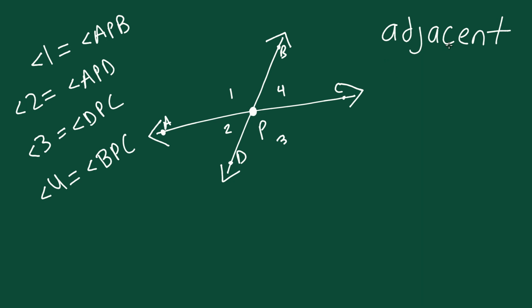Another relationship, instead of adjacent, another relationship is vertical. Vertical angles are opposites of each other. Angle 1 and angle 3 are vertical angles. They're opposites. Angles 2 and 4 are vertical angles. Now, related to adjacent and vertical, we have a couple other relationship words. One is called complementary.